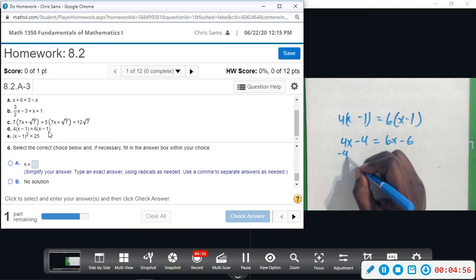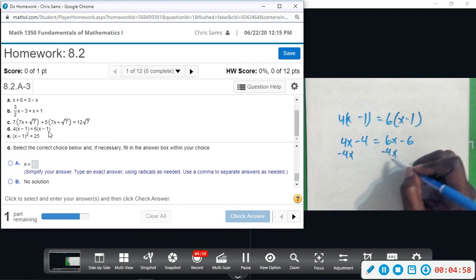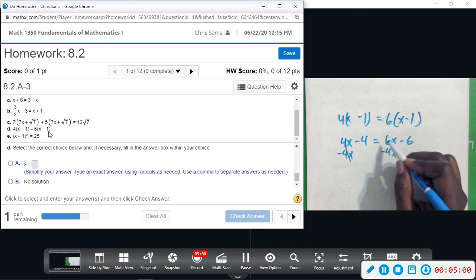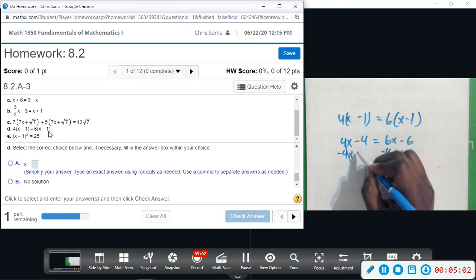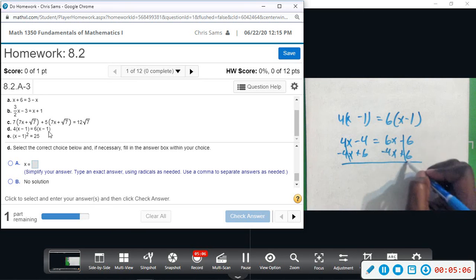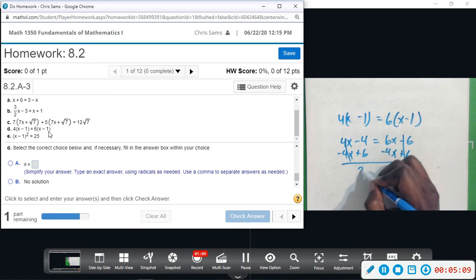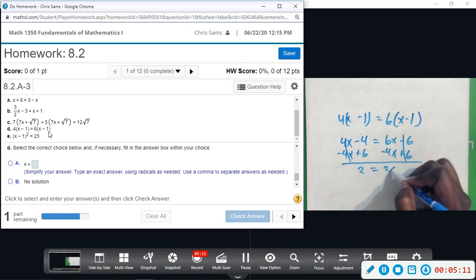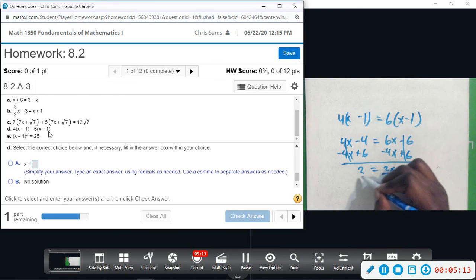So I will subtract 4x and I will add the 6 over. And that will give us 2 equals 2x. Divided by 2, 2 divided by 2 is 1 equals x. So x equals 1 in this case.